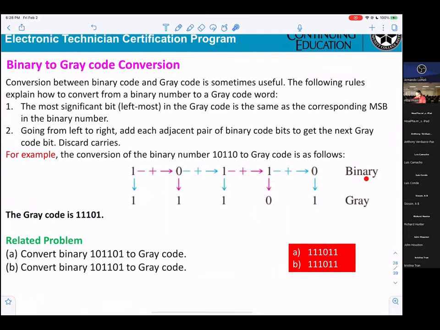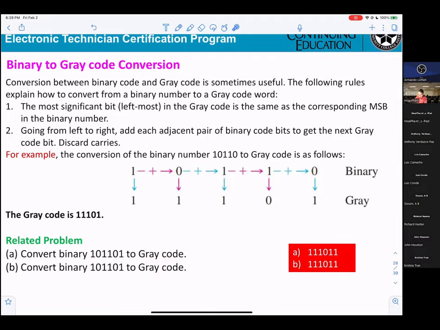First, you bring down the 1 here. Then 1 adding to 0, the answer will be 1. Then 0 adding to 1, the answer will be 1. 1 adding to 1 is 0, no carry. 1 adding to 0, you get 1. That's the gray code, easy. If you get a binary and you're converting to gray code, that's the way we do it. So you can try, and when you're working on that, I've given you the answer here.